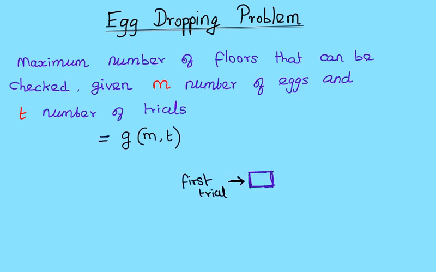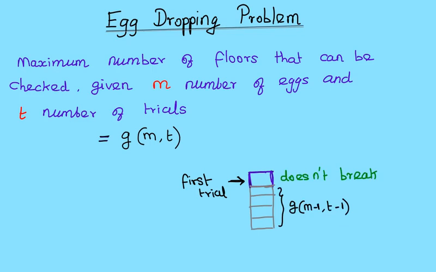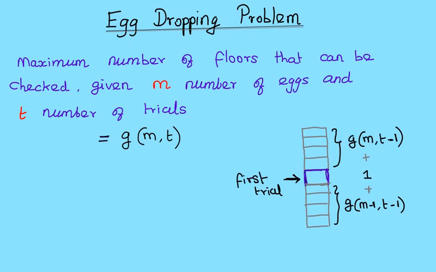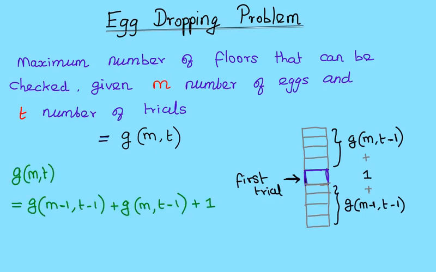In our first trial, if the egg breaks, then we will have m minus 1 number of eggs and t minus 1 number of trials left. With that, the maximum number of floors that can be checked is g of m minus 1 comma t minus 1. If the egg does not break, then we will have m number of eggs and t minus 1 number of trials left, and with that the maximum number of floors that can be checked is g of m comma t minus 1. So totally we can check g of m comma t minus 1 plus 1 plus g of m minus 1 comma t minus 1 floors. So g of m comma t is equal to g of m minus 1 comma t minus 1 plus g of m comma t minus 1 plus 1.